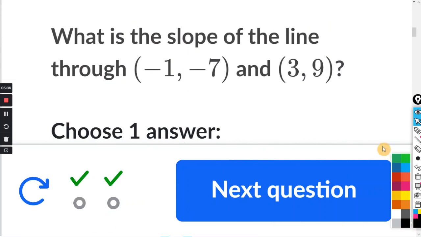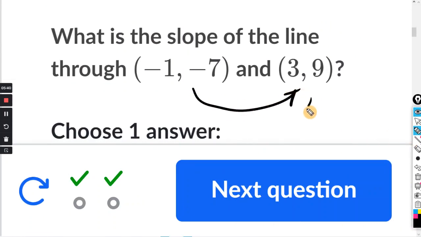Okay, and once again, just like last time, I could have subtracted going this way, or I could also subtract going that way, as long as you do x and y both in the same direction.